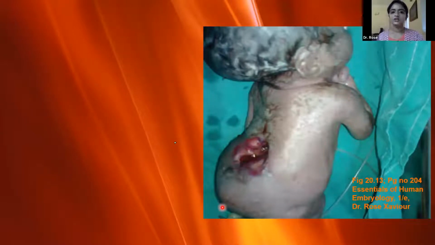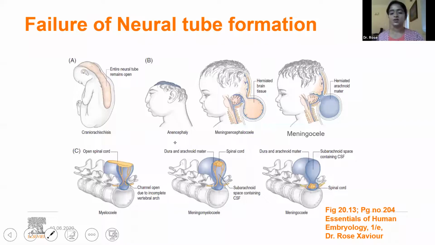So let's have a look at what all defects you get if the neural tube is not formed properly. This concept you have to make clear, because I have seen students finding it a bit confusing. That is the reason why I included this slide. In this figure, we can see that from the cranial end to the caudal end, the entire neural tube is exposed to the surface. This condition is known as craniorachischisis, and it is a very severe anomaly.